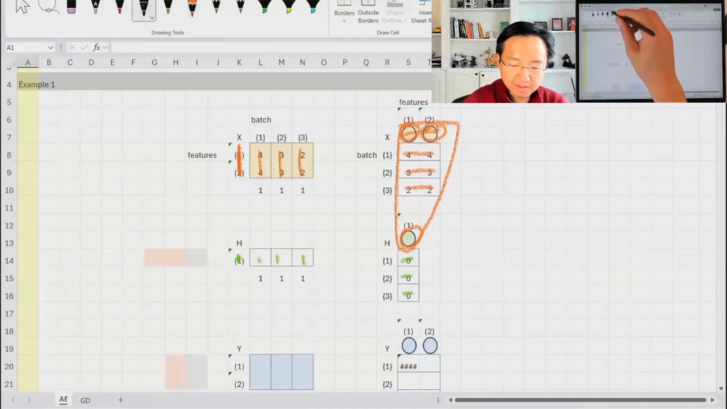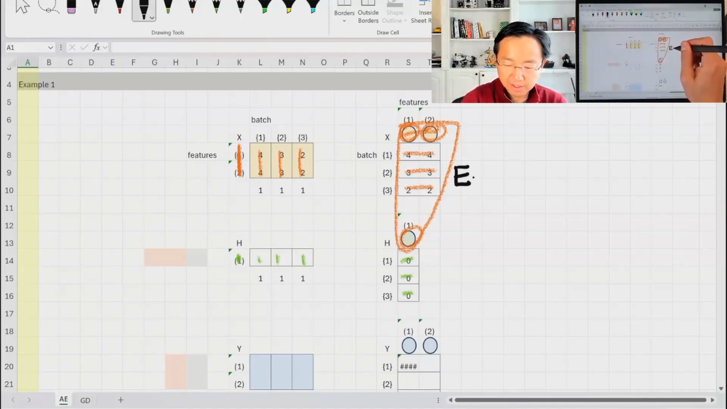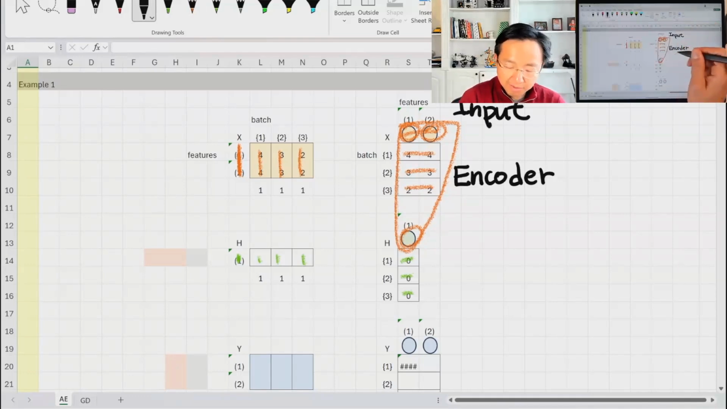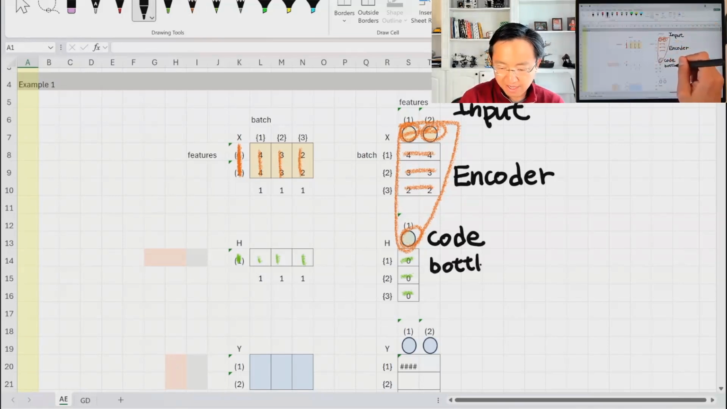So I'll write encoder over here. So this is 1 encoder. And then we have input feature up here, and the output of this encoder is code. Sometimes we look at the structure, because it looks really narrow here, and we usually refer to it as a bottleneck. So I write bottleneck over here.